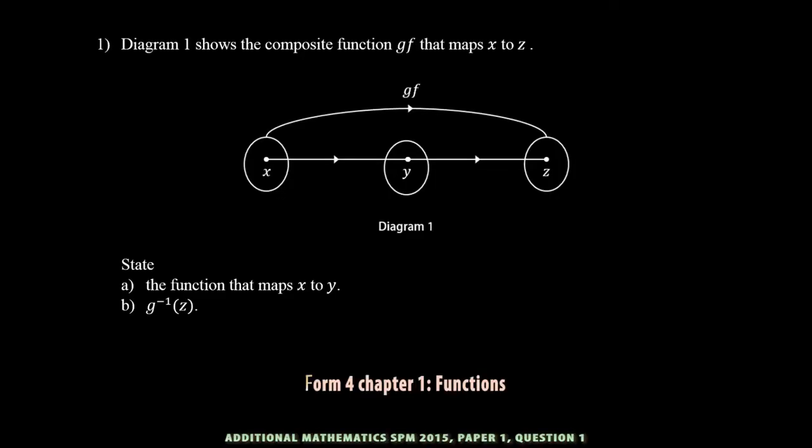Question 1. Diagram 1 shows the composite function gf that maps x to z. So the keyword here is composite function. And the composite function is given by this gf. A composite function is when we have two or more functions that are combined into one.